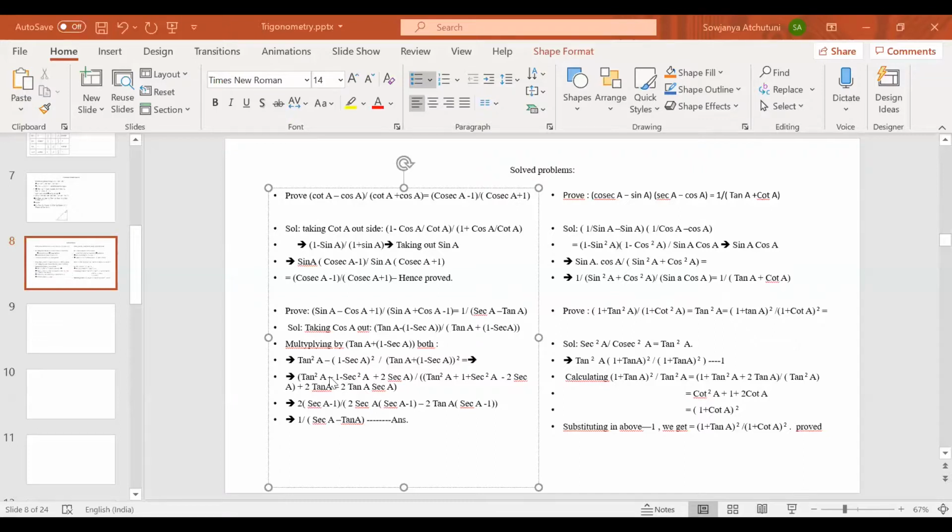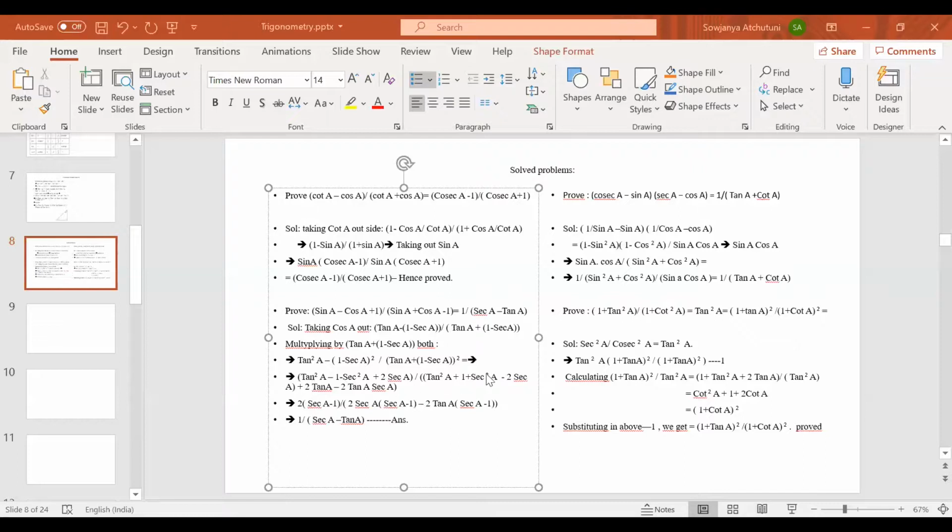Then what is this becoming? Secant square A minus tan square A is 1. So tan square A minus secant square A is minus 1. So this becomes minus 2. Minus 2 plus 2 secant A means 2 into secant A minus 1 is the numerator.